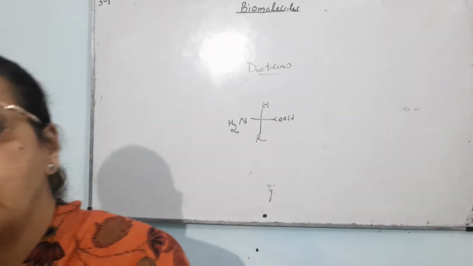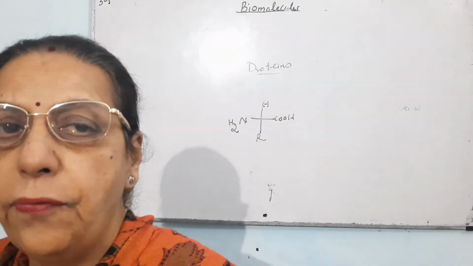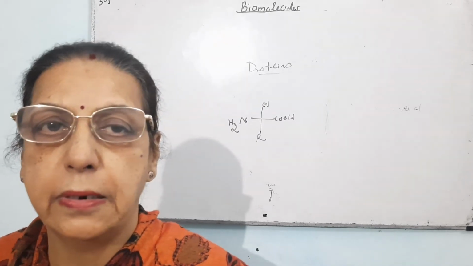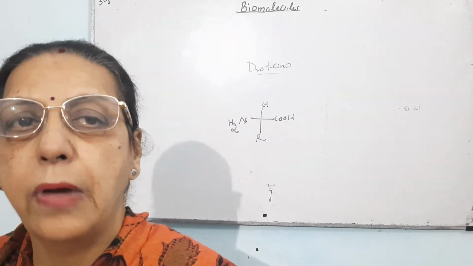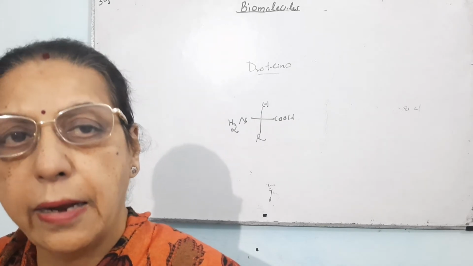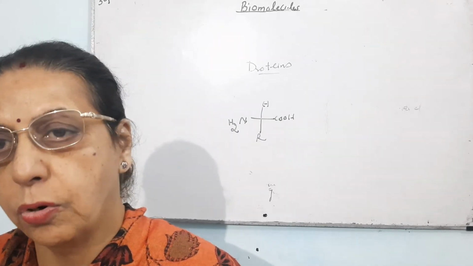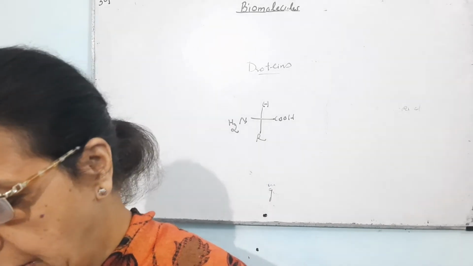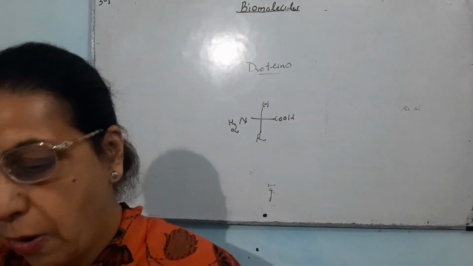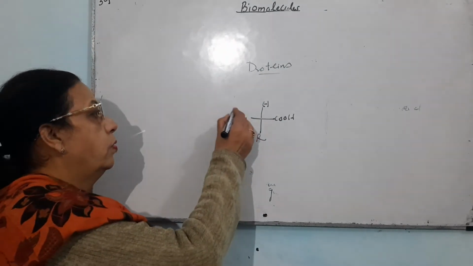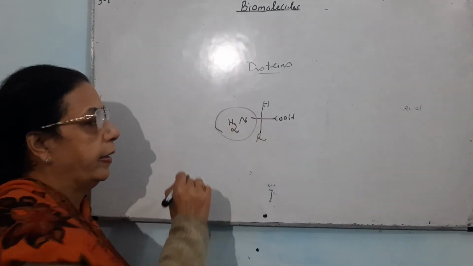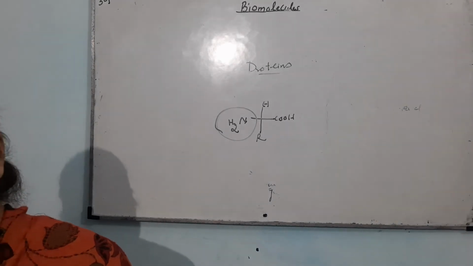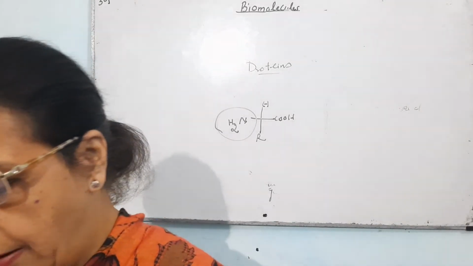But these do not belong to D family. Rather, all the alpha amino acids belong to L family. They have the NH2 group on the left hand side, and that is why this is known by the name of L family. This is the NH2 group. It is on the left hand side. So that is why these are known to belong to the L family.